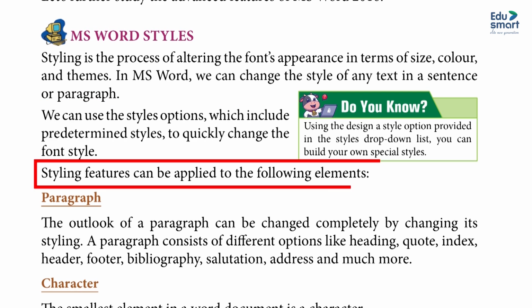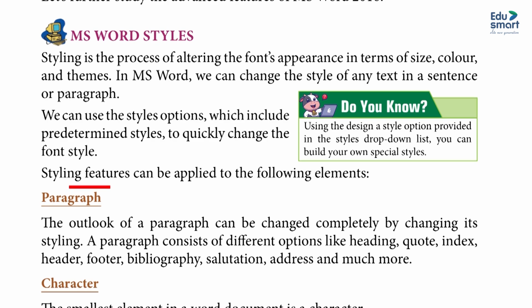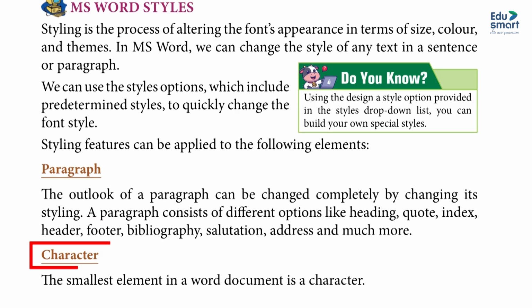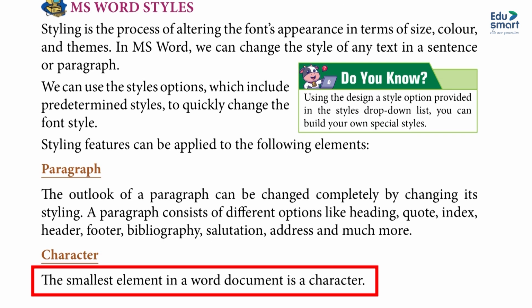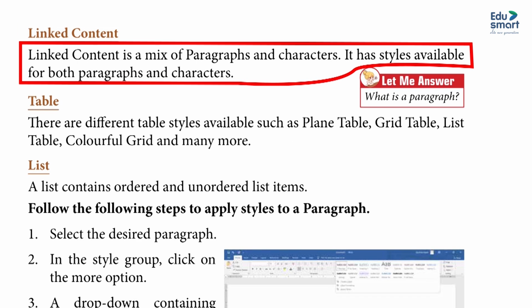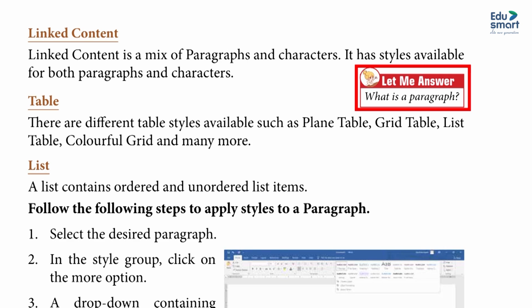Styling features can be applied to the following elements. Paragraph. The outlook of a paragraph can be changed completely by changing its styling. A paragraph consists of different options like heading, quote, index, header, footer, bibliography, salutation, address and much more. Character. The smallest element in a Word document is a character. Linked content. Linked content is a mix of paragraphs and characters. It has styles available for both paragraphs and characters. Let me answer: what is a paragraph?